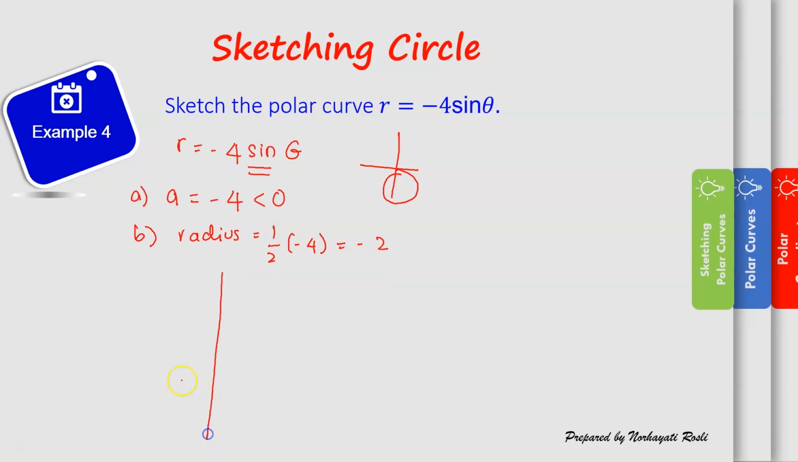So when we plot here, we will have for the x-axis 2 and -2, and then for the y-axis, the diameter of the circle is -4. When we plot here, we will get this kind of circle.